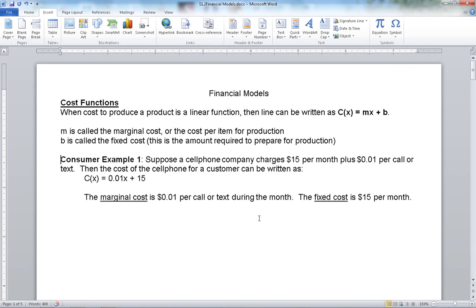In the first example, suppose that we look at a cell phone company which charges $15 per month plus $0.01, or 1 cent, per call or text made for a customer. Then the cost of the cell phone for a customer can be written as the linear function C of x is 0.01x plus 15. So the marginal cost is the 1 cent per call or text during the month, and the fixed cost is the $15 per month charge to have access to making calls and text using this particular company.